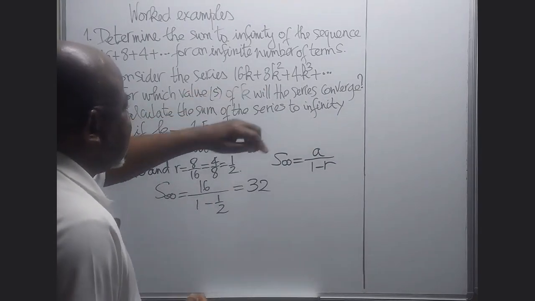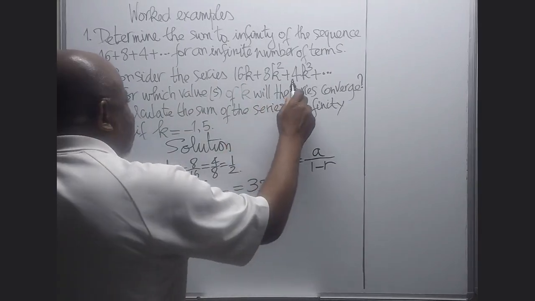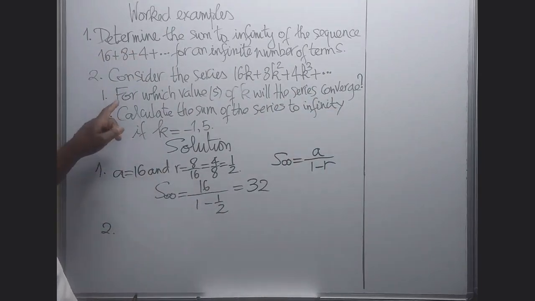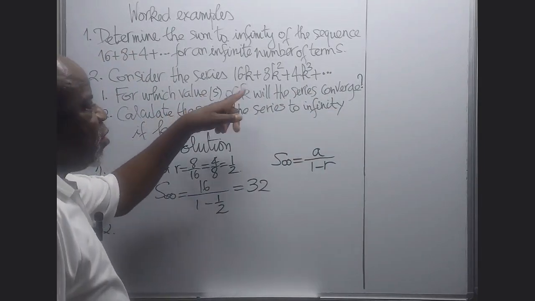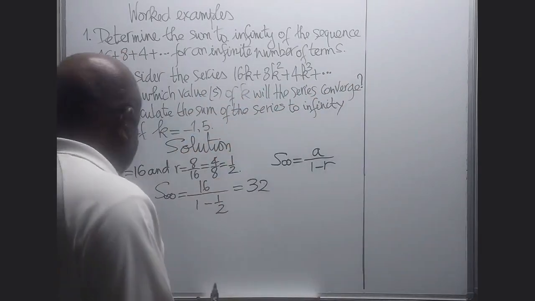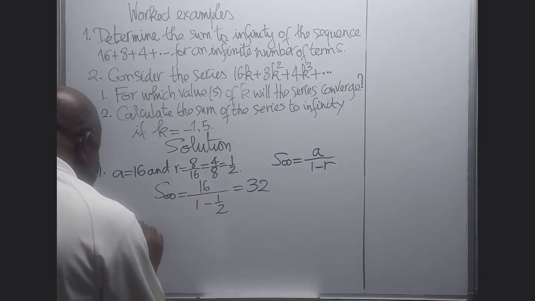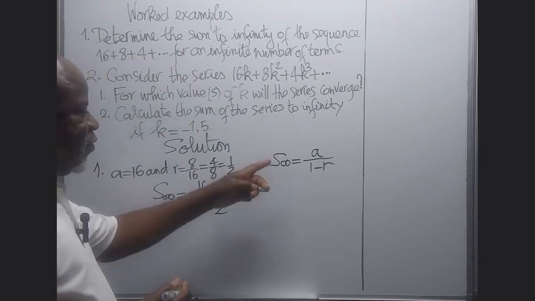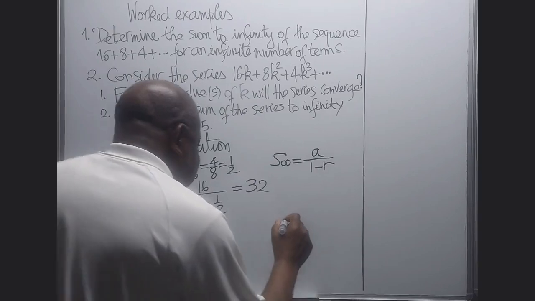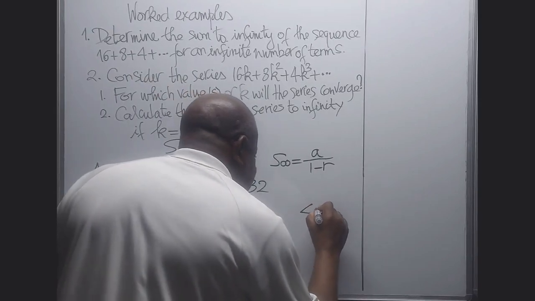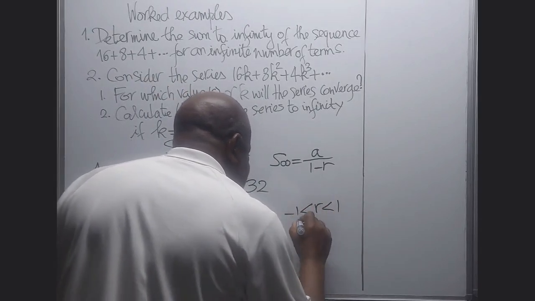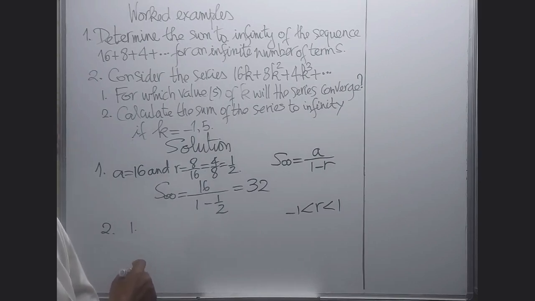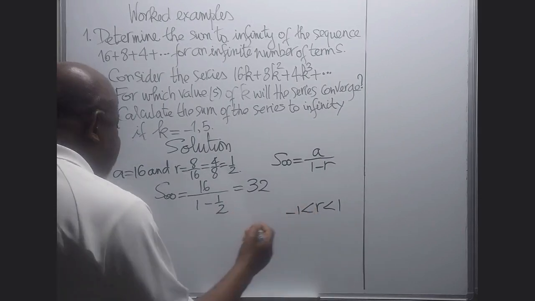Consider the series 16k plus 8k squared plus 4k cubed plus and so on. The first sub-question is, for which values of k will the series converge? So remember, we did have the proof of this sum to infinity. The condition was the common ratio must be between negative 1 and 1. So the first thing we're going to try to get here is the common ratio.